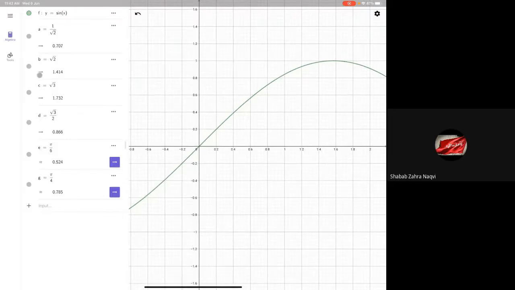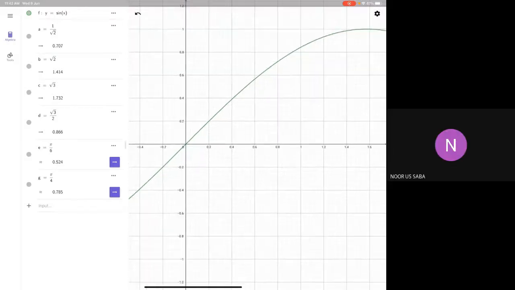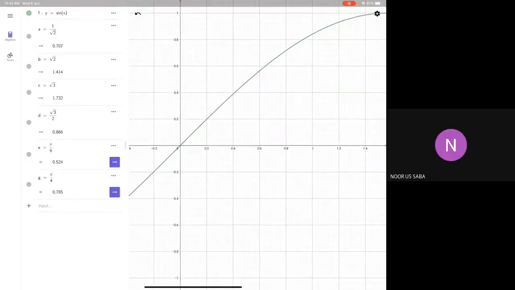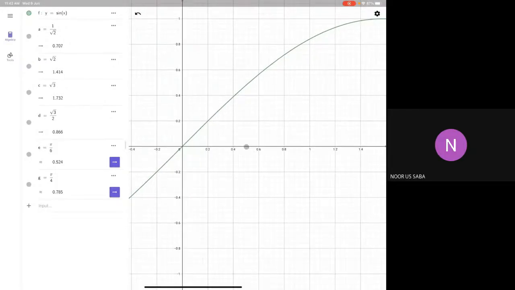Tell me, what is pi by 6? Pi by 6 is 0.54. Where is 0.54? It is somewhere between 0.4 and 0.6. Can you see? Here. And its value is 0.5. Can you see in the y-axis? That's why sine of pi by 6 is 0.5, because sine 30 is half.